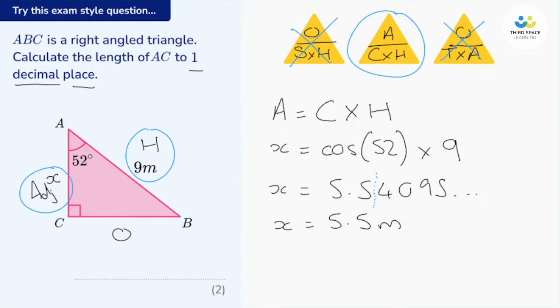Okay, let's do a quick check. Well, 5.5 is less than 9, and 9 is the longest side. So 5.5 seems like a really sensible answer to me. So let's pop that on the answer line as our final answer.